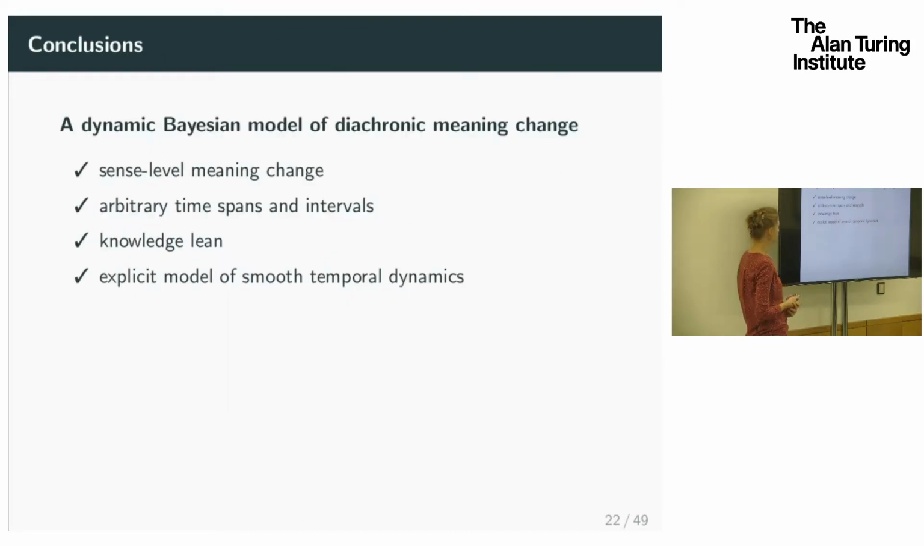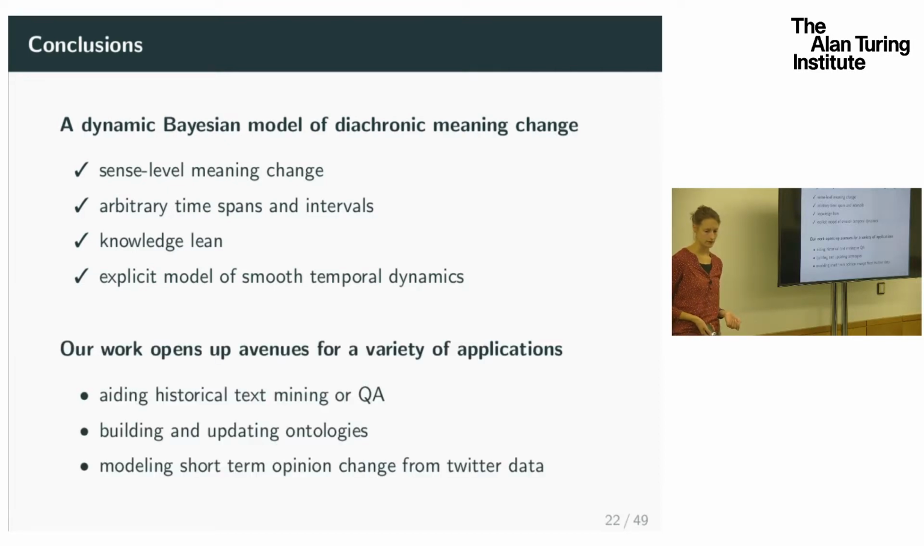Okay, to conclude this part, I presented a dynamic Bayesian model that learns how word meaning changes over time on the sense level. So we explicitly track different senses individually over time. We can arbitrarily track senses over wider or narrower temporal intervals for any size of a time span. And we explicitly model the smoothness of temporal meaning change.